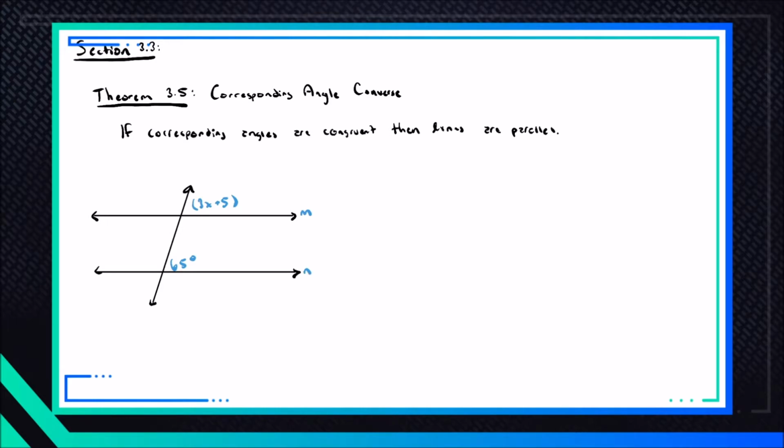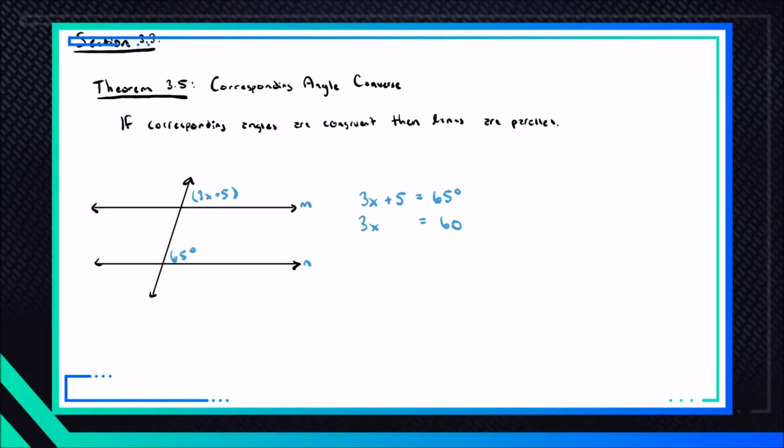So all we need to do is take 3x plus 5, set that equal to 65 degrees, and solve for x. Well, we'll subtract 5 on both sides to get 3x is equal to 60. Divide by 3 on both sides to get x is equal to 20. And that's it. Everything else you're doing today is going to be exactly the same.